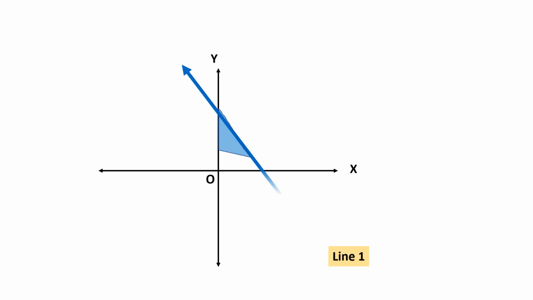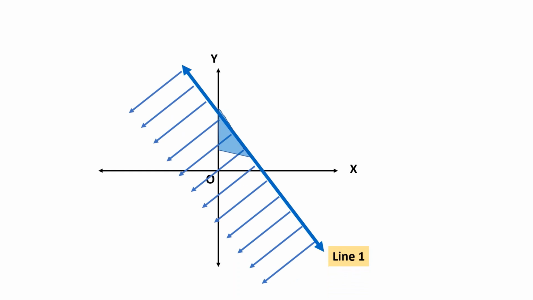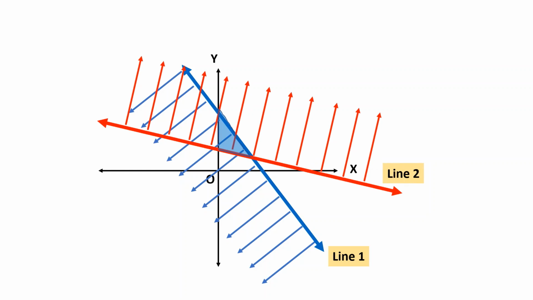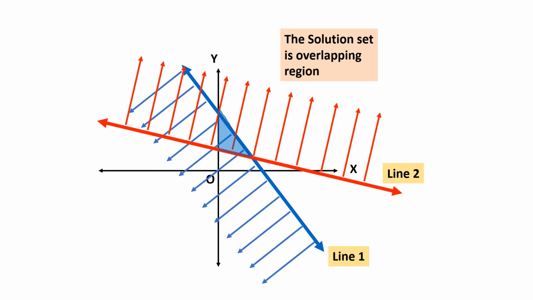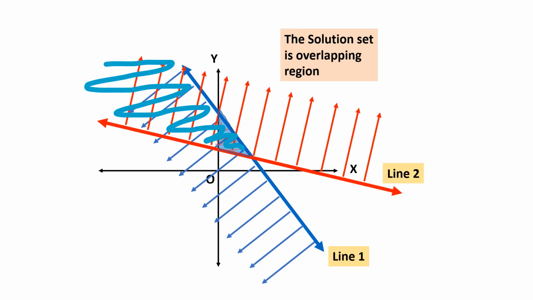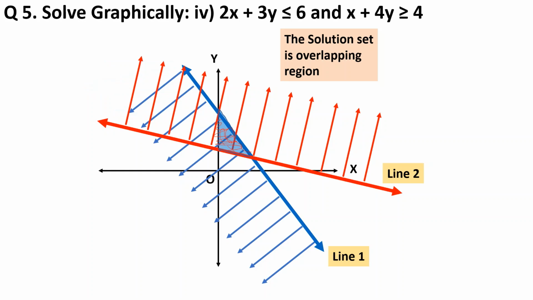Draw the lines. This is my first line, origin side, second line, non-origin side, and the intersection of the two lines is nothing but my solution. So only the region that I get as an intersection is this region.